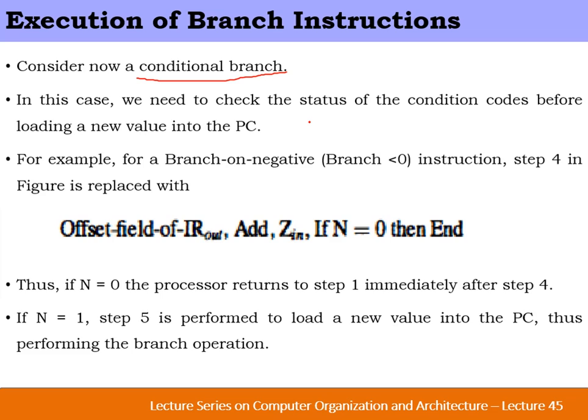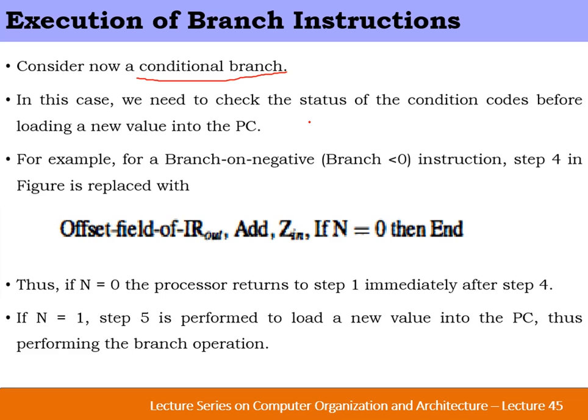Offset field of IR out, Add, Z in, and if N is equal to 0, then end. What it says is that whenever we have a conditional branch instruction, it will be checking for the negative flag. Why? Because the condition is branch on negative. Branch on negative means that the N flag must be equal to 1. So if the N flag is equal to 0, then we are going to end.